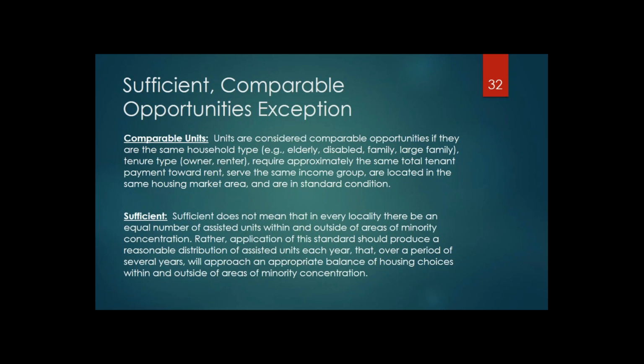I think what all of that means is basically there is no hard number for what we would consider sufficient. A lot of times when you're reviewing a site neighborhood standard, the PHA will say, well, how many units do I need to give you to show that there are sufficient comparable units outside of areas of concentration? And our answer is there is no hard line. We really need to look at the totality of the circumstances. The regulations use the language that whether the number of comparable units is sufficient will be determined in light of local conditions affecting the range of housing choices available for low-income minority families and in relation to the racial mix of the locality's population.